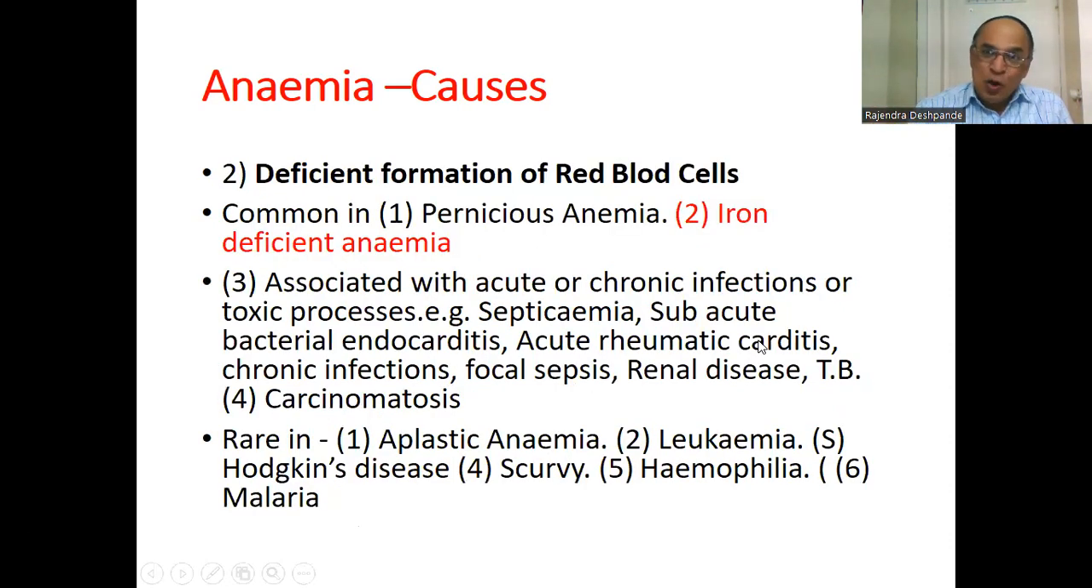To understand the cause is the basic treatment for anemia. Not only prescribing a capsule of Orofer or only prescribing iron, no, that is not correct. You must know the basic causes. That's why these videos are very interesting, where I am discussing causes, investigations, and then the prescription. Deficient formation of RBCs, red blood cells, is common in pernicious anemia: vitamin B12 deficiency, intrinsic factor deficiency in the stomach.